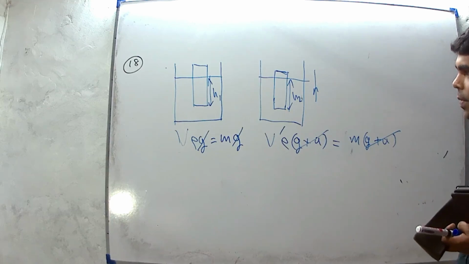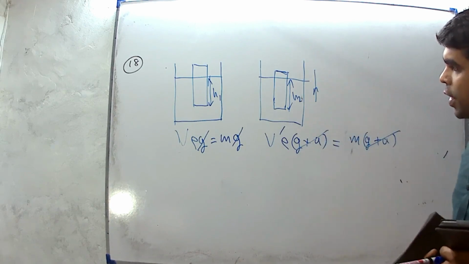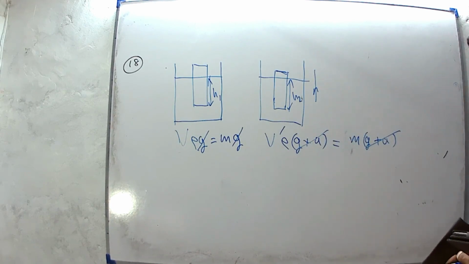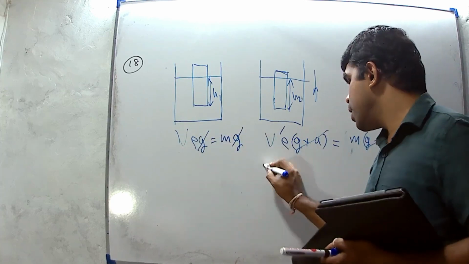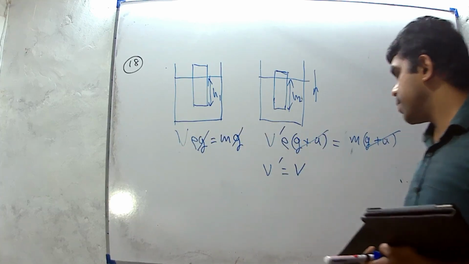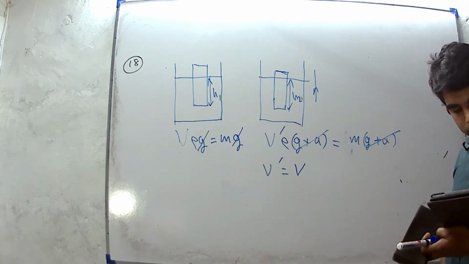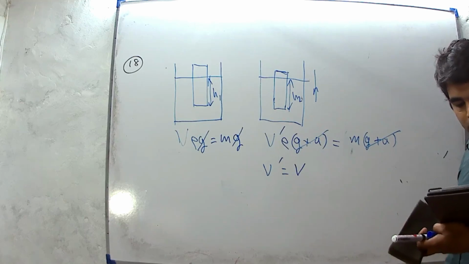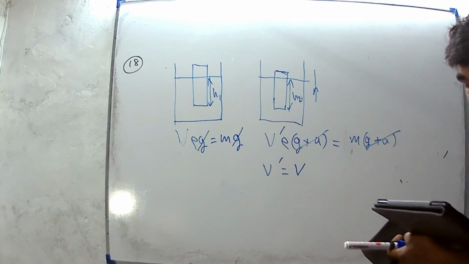It means the immersed height should be equal in both situations. We can equate this part and this part. Then V dash equals V. Then the answer should be 5 for the question. Number 18 remains unchanged.